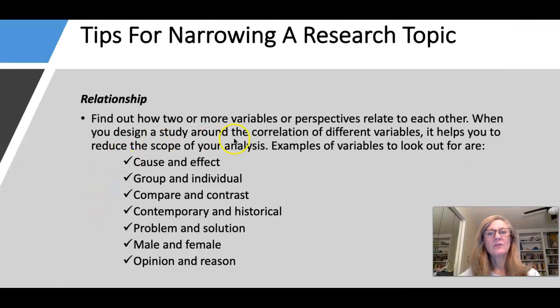So finding out how two or more variables or perspectives relate to each other. You could look at cause and effect of something on something else, or the group and the individual if you're talking about possibly school uniforms, for example, or dress codes. And you could talk about what is good for the individual and what's good for the group. Problem and solution. Again, we are looking for a solution for this. So that certainly does apply to our topic.